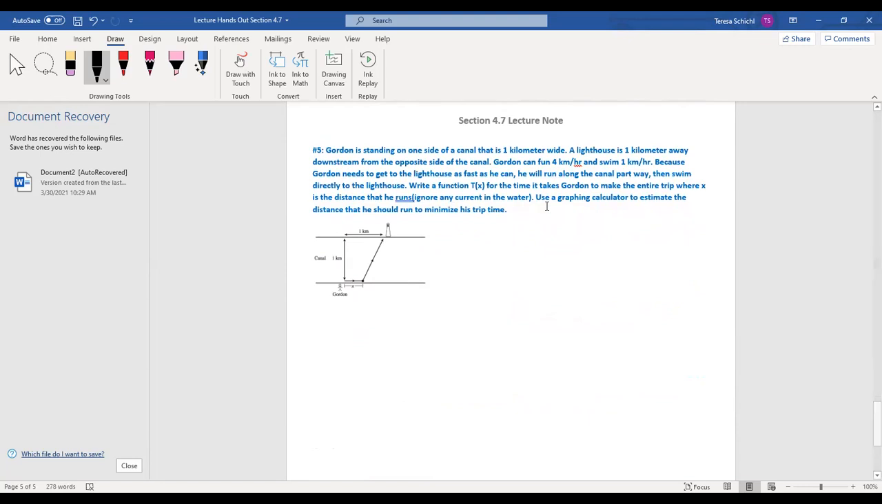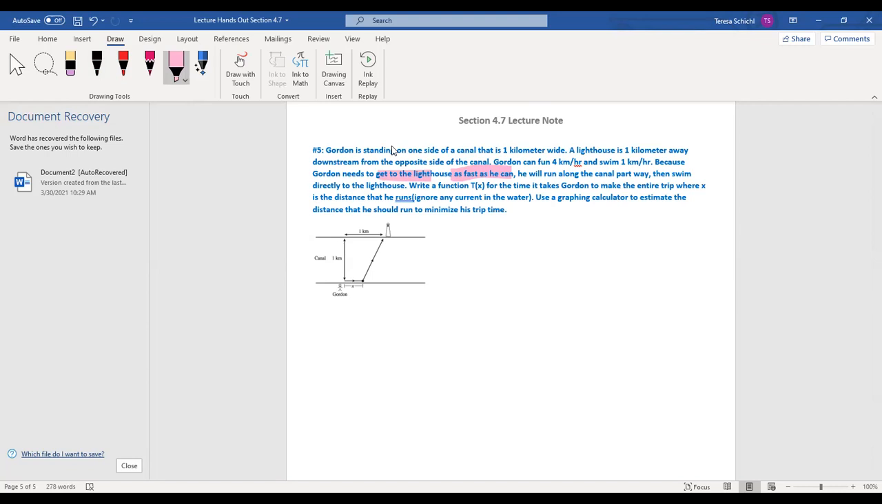This one is very interesting, right? Gordon is standing on one side of a canal, and it's 1 kilometer wide. A lighthouse is 1 kilometer away downstream. So this is 1 and this is 1. Gordon needs to get to the lighthouse as fast as he can, so that means the time is what we want to minimize.